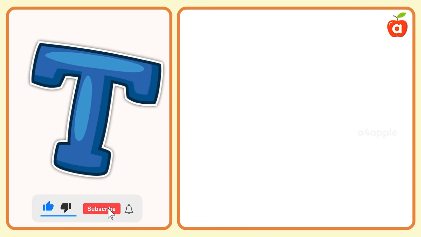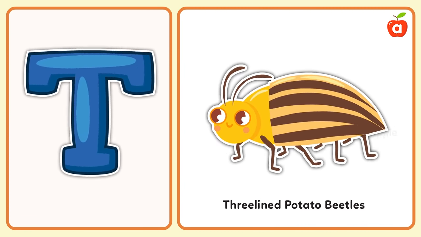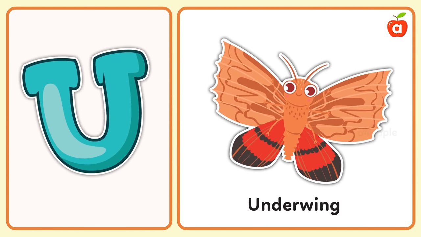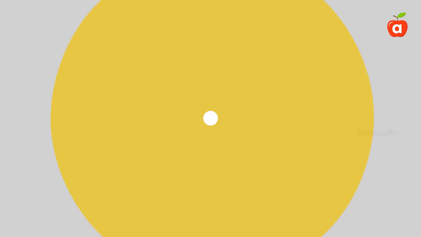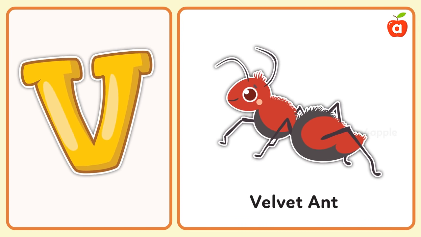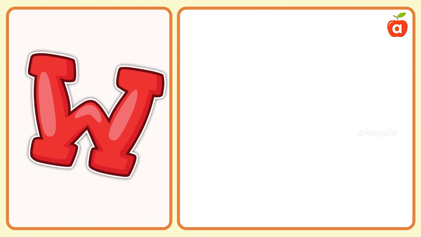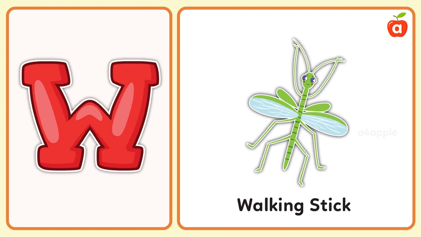T. T is for tree-lined potato beetle. U. U is for underwing. V. V is for velvet ant. W. W is for walking stick.